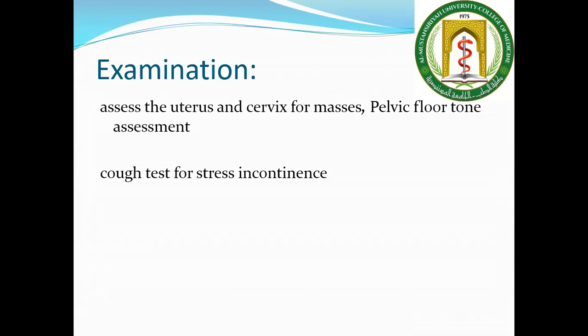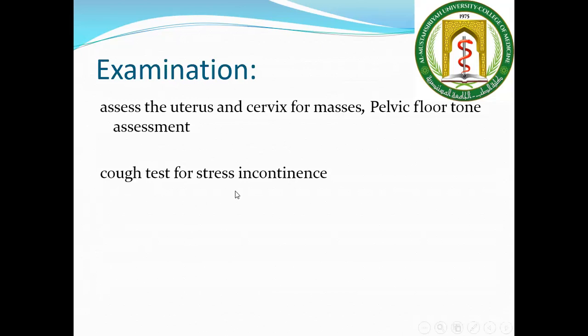Again, by examination, assess the uterus and the cervix for any mass. There may be a mass pressing on the uterus. Pelvic floor tone assessment: I examine the patient, and with PV examination, ask her to contract her pelvic floor muscles. The pelvic floor muscles are exactly the muscles that stop passing urine. I tell the patient, once you pass urine, stop it, or prevent passing flatus. These are the levator ani muscles. So I assess the tone and the strength of contraction of these muscles.